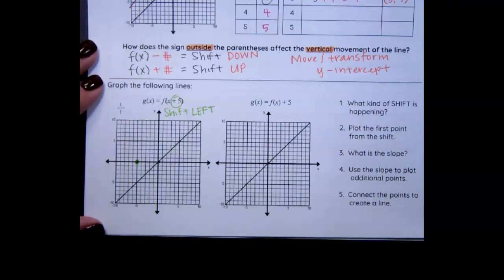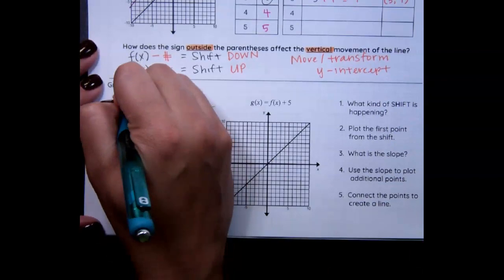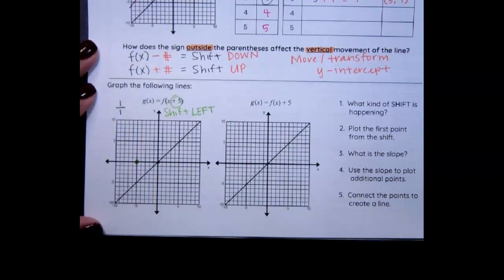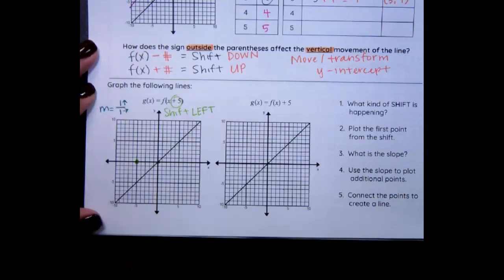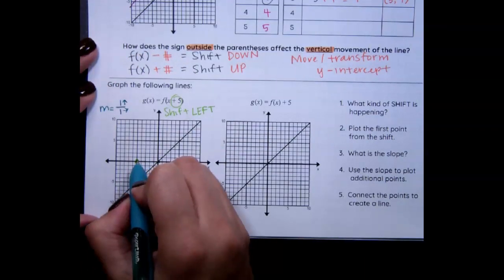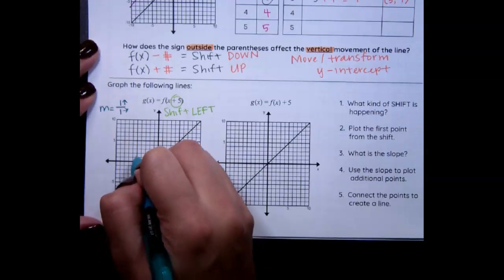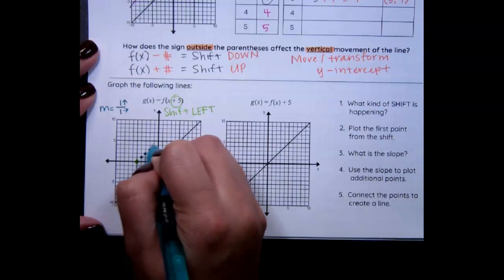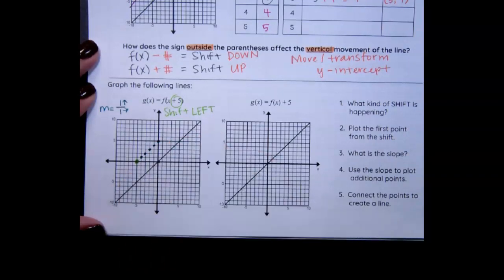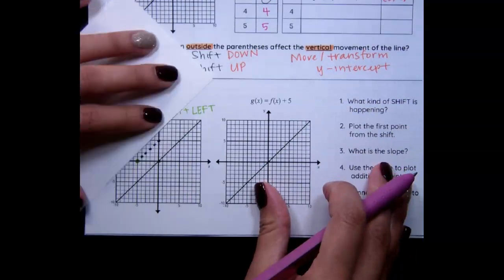Once I identify the slope, I use the slope to plot additional points. That's why we did that example at the beginning. So my slope is 1 over 1. That means up 1, right 1. So from the x-intercept, because that's the only point we have so far, I go up 1, right 1. Up 1, right 1, and so on. And then the last step is to connect the points to create the line. Do not forget to connect them.